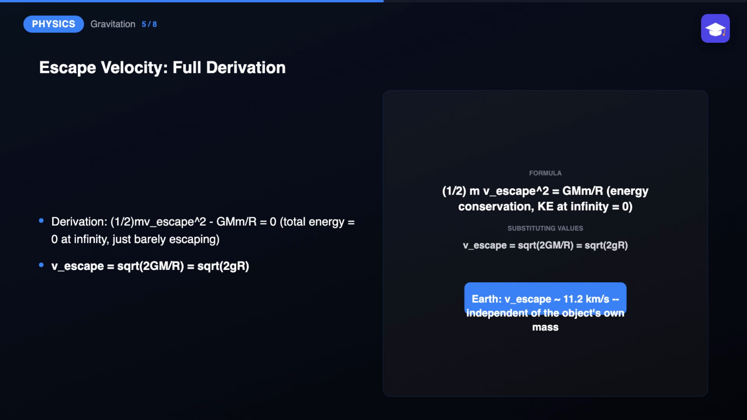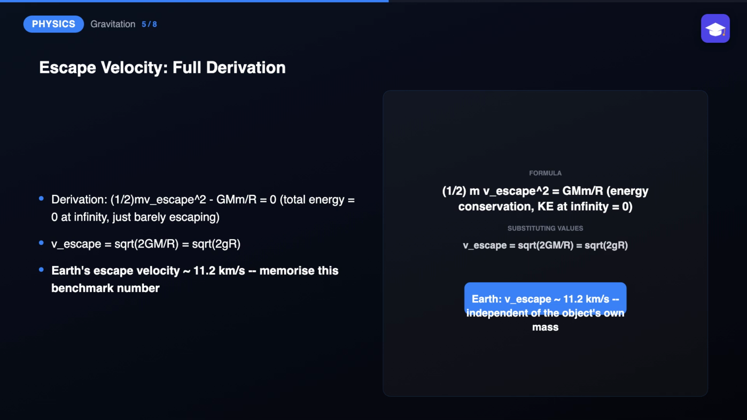solving directly for v escape gives the square root of 2GM over r, which can also be rewritten using g equals GM over r squared as the square root of 2gR, a form that's often more directly useful for quick numerical calculation in JEE problems. For Earth, this evaluates to approximately 11.2 kilometers per second, a genuinely useful benchmark number worth memorizing directly.